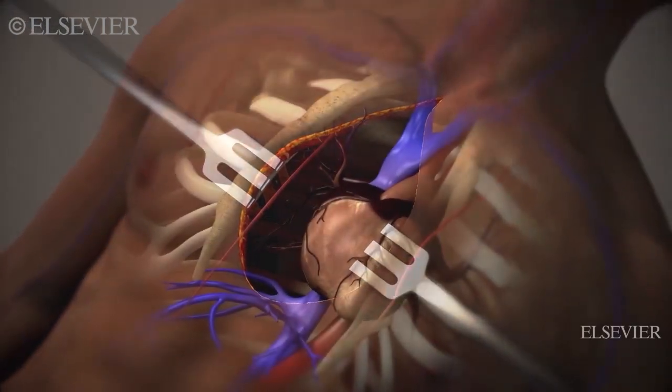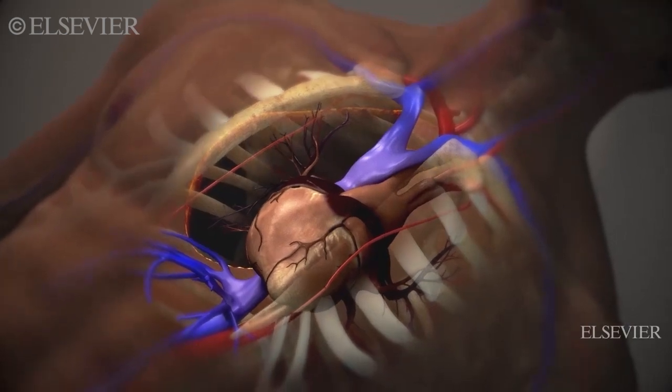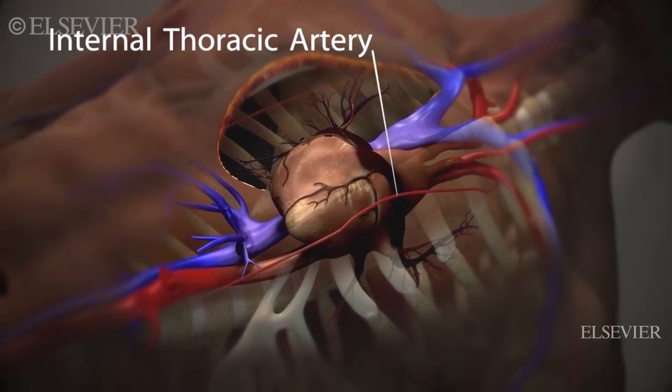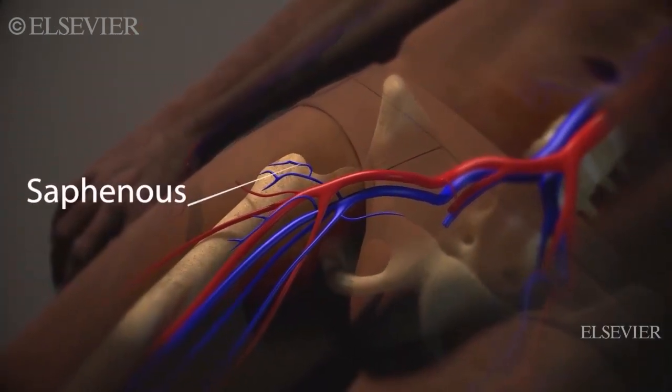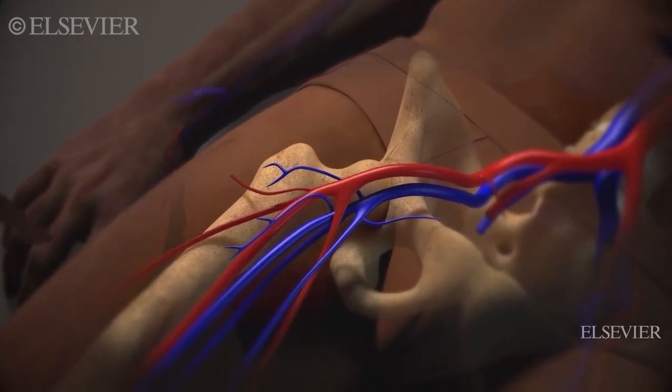Next, one or more healthy graft vessels are selected for the bypass. Commonly used vessels are the internal thoracic or mammary artery in the chest and the saphenous vein in the leg. Alternatively, an arm or wrist artery may be used.